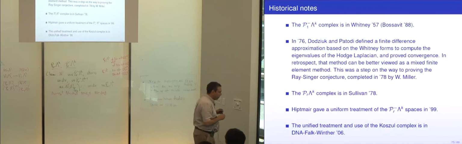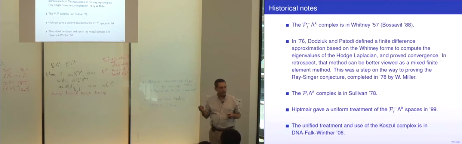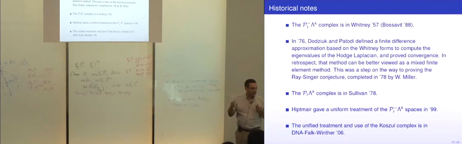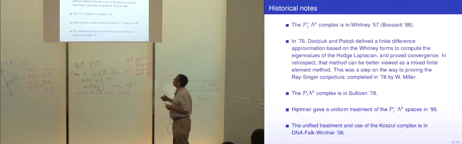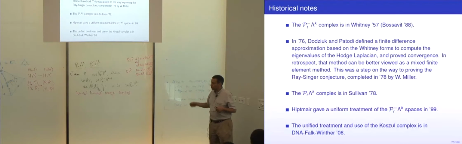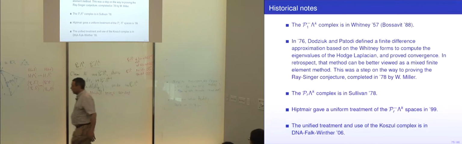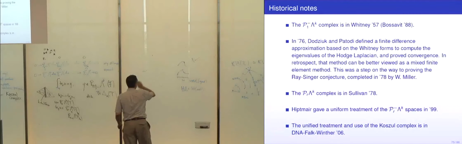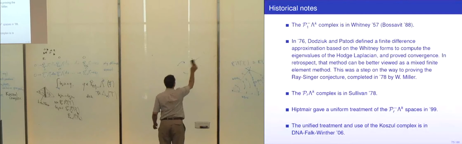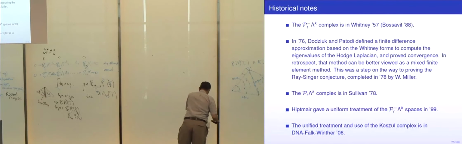And they aimed to prove it by doing a discretization of the Hodge-Laplacian on the manifold using finite differences and showing it converges. So they had a plan of attack for the Ray-Singer conjecture. And so they wrote a paper about a finite difference approach to solving the Hodge-Laplacian, and it was strongly influenced by Whitney and Whitney forms, because that was the kind of stuff they knew, not finite elements.